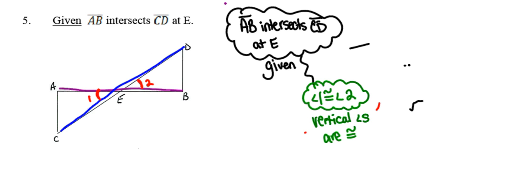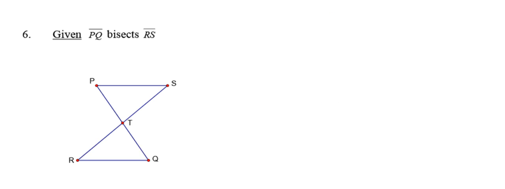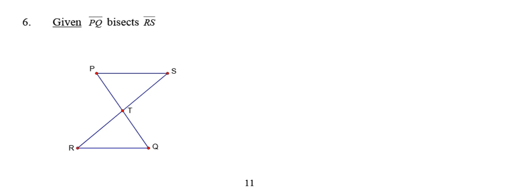All right, and then down at the bottom, number 6, the last one, says line segment PQ bisects line segment RS. So PQ is that red one. RS, I'm going to make purple. And here's where you have to be really super careful. That word bisects, we understand, means split into two equal parts. But you have to be careful about the one that is being split into two equal parts.